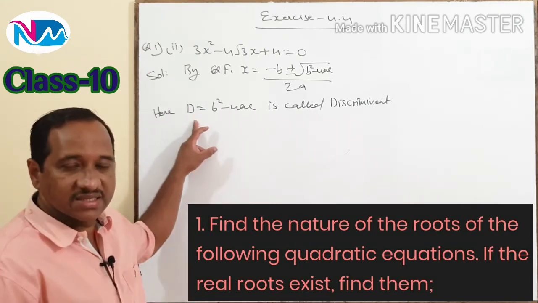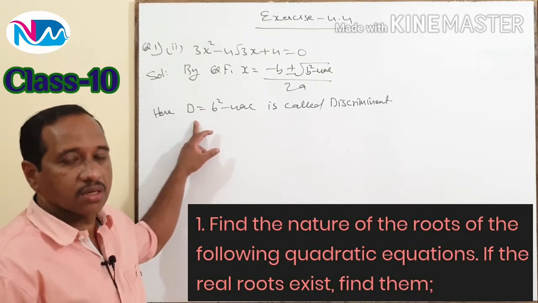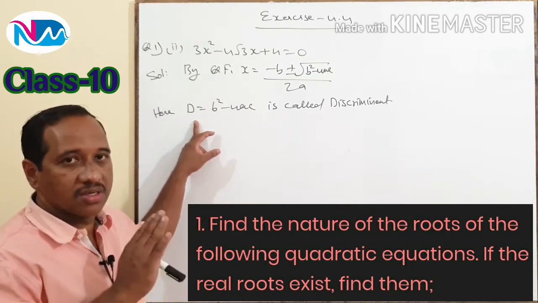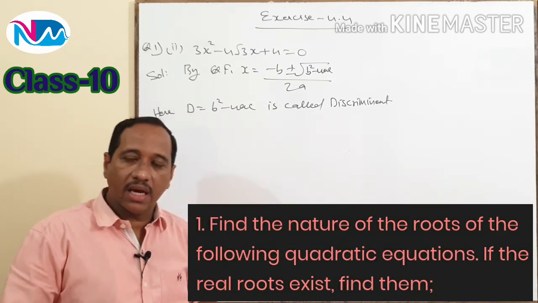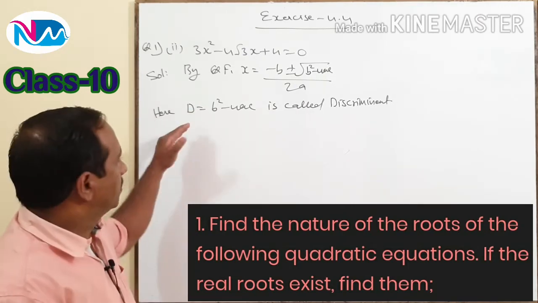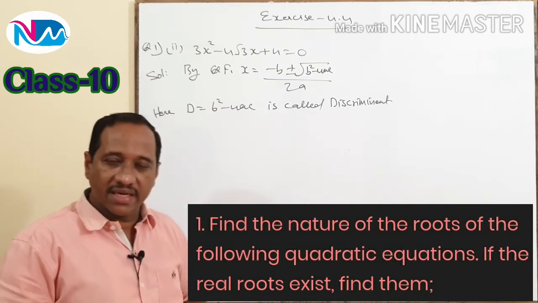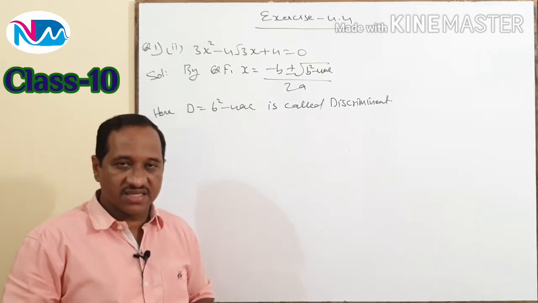If D is less than 0, then the roots are not existing or not real. If D is equal to 0, the roots are real and equal. If D is greater than 0, then the roots are real and distinct.